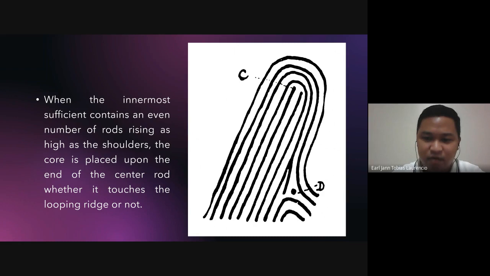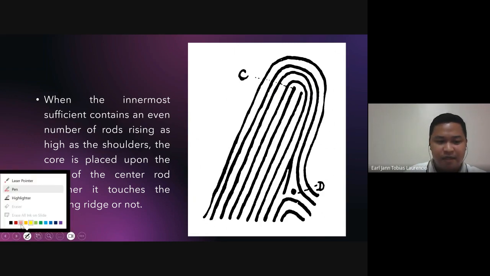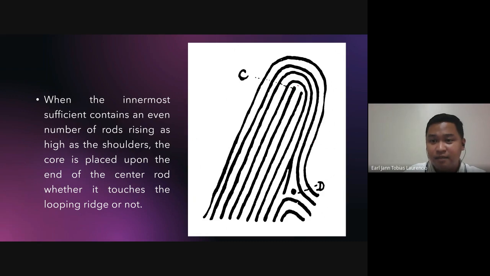Now, based on this example, the one that you are viewing on your screen, let me change the color of my pen again. This one was chosen as the core of the pattern.